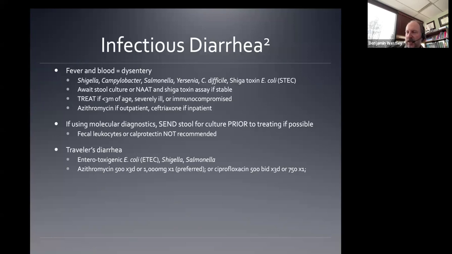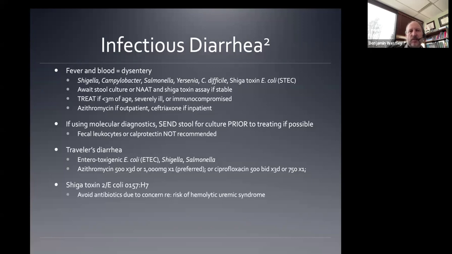Travelers, how about people that just came back from Thailand or Peru or something? Enterotoxigenic E. coli, ETEC, that's the classic traveler's diarrhea, but Shigella, Salmonella, and Campylobacter can also happen. The preferred treatment is azithromycin. 1,000 once is actually just fine. Some people get nauseous with that and are better off taking 500 for 3 days. There's also a one-time dose of Cipro 750 or alternatively Cipro 500 for 3 days. These are regimens I recommend for travelers when they're out of the country.